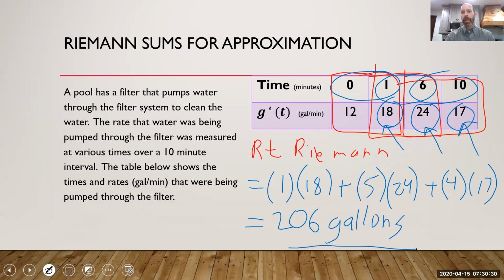If we were to do a left Riemann sum, then we would obviously measure on the left, etc. And again, this is just an estimate. This isn't the exact value.